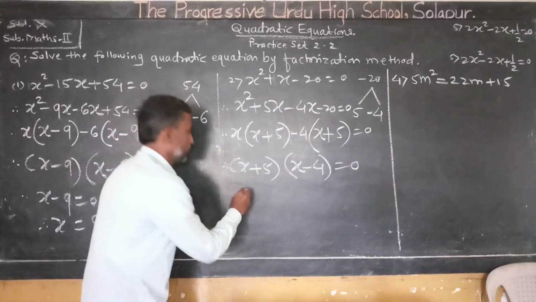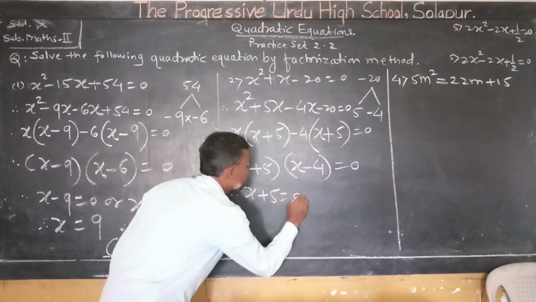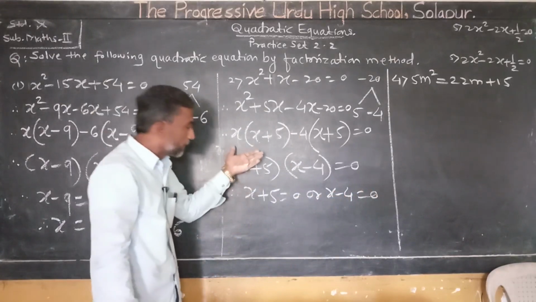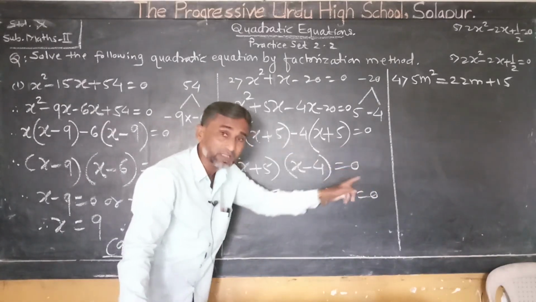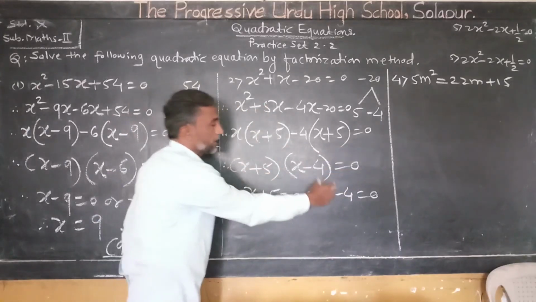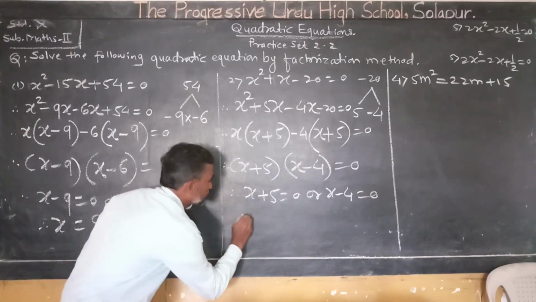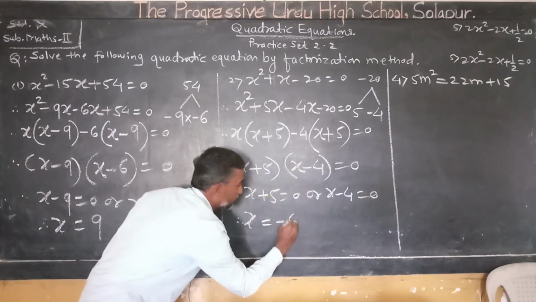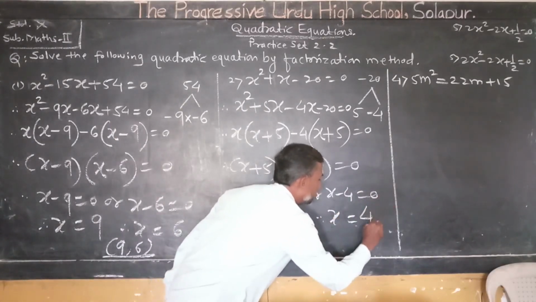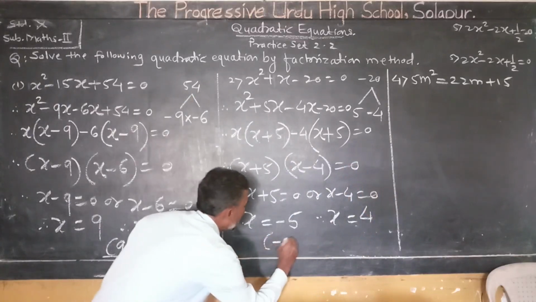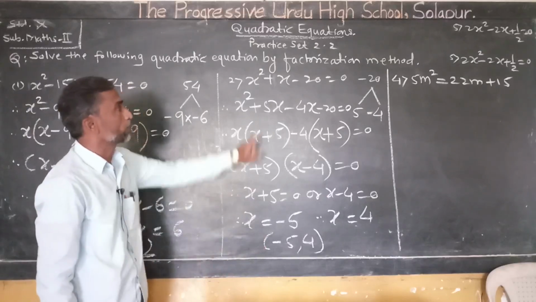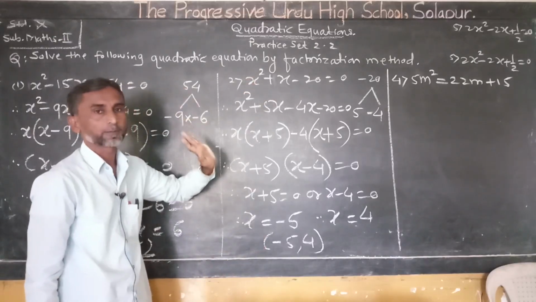Equate each one to 0. Therefore, x plus 5 equal to 0 or x minus 4 equal to 0. Why? Because the multiplication of these two terms is 0 means at least one of them should be 0. Therefore, x is equal to, take it to the right hand side, it will become minus 5. And x is equal to, take it to the right hand side, it will become plus 4. So in this way, minus 5 and plus 4 are the roots of this quadratic equation.